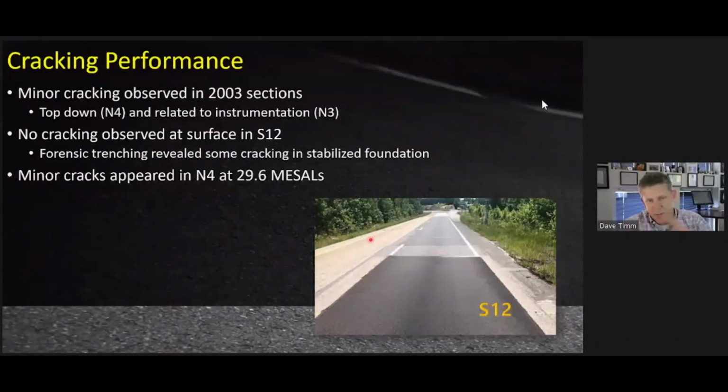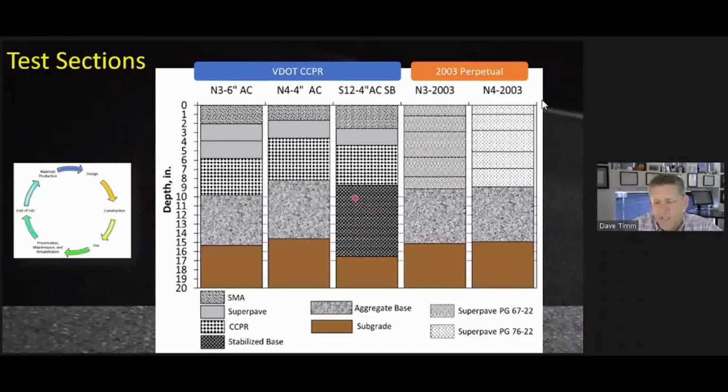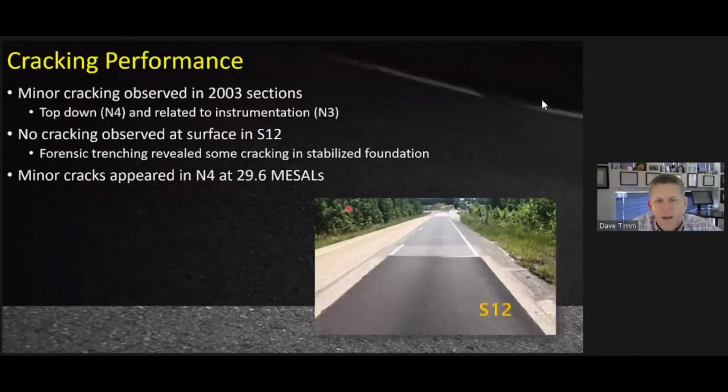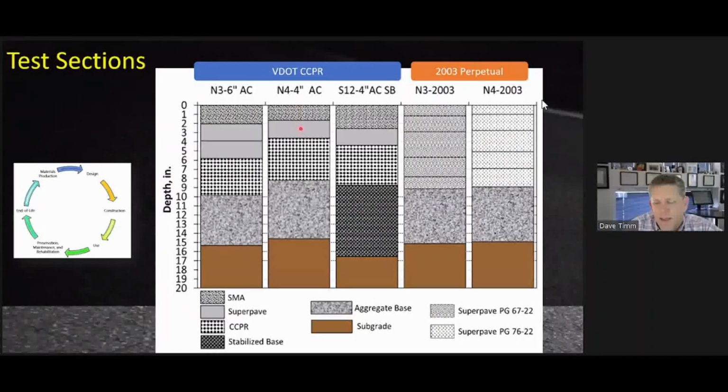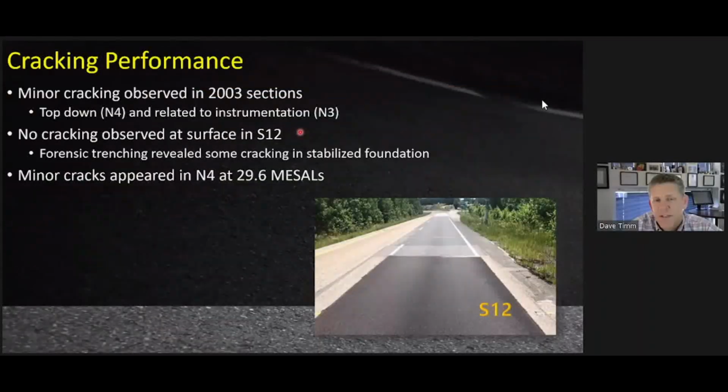So in terms of comparing performance between all of these, we had some minor cracking that we saw in the 2003 sections. That was not bottom-up fatigue cracking. We didn't see any cracking at the surface in section S12. S12 again was the one with the stabilized foundation. And we had minor cracking that showed up in section N4. This was after 30 million ESALs. So it performed very well.